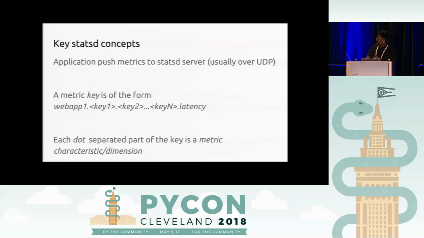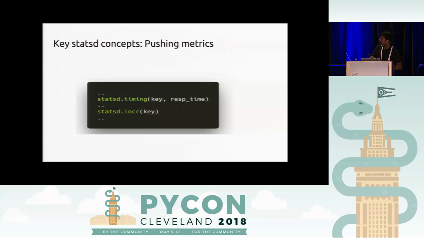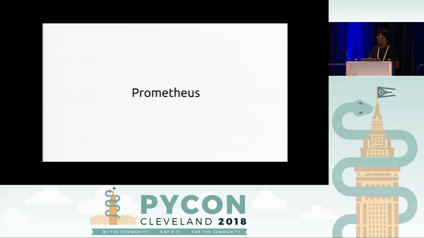statsd. So key statsd concepts: you push metrics to a statsd server, with metric keys of the form key 1, key 2, key n, which are characteristics. That's what it roughly looks like. That's how you push metrics, and that's how you do grouping and aggregation. They have different functions, and that's where all the complexity comes in. Different monitoring systems have different functions. It's just way too complicated to get your head around. That's why starting from the basic ideas really helped me.